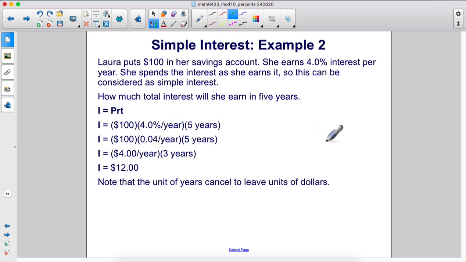Here's another example. Laura puts $100 in her savings account. She earns 4% interest per year, or 0.04 in decimal. She spends the interest as she earns it, so this can be considered as simple interest. How much total interest will she earn in 5 years? All right, the principal is 100. We're going to convert that interest rate into a decimal, and then multiply by 5 years. We get $12 of interest. Once again, the years cancel out, leaving behind units of dollars.